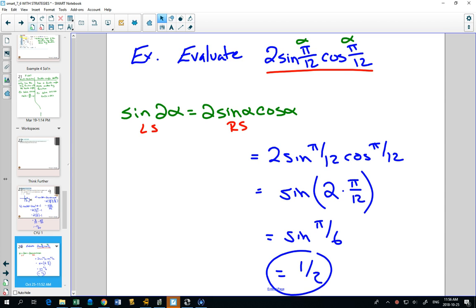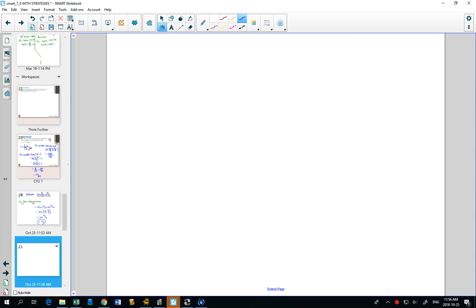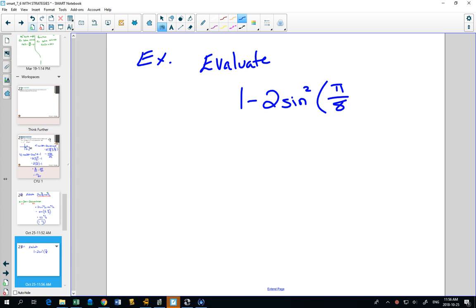So here is our last example before we continue. Okay, evaluate. This one's an easier one because I already did the first one. That makes this easier. And it's a pi over 8 question, which doesn't trigger pi over 12 questions.